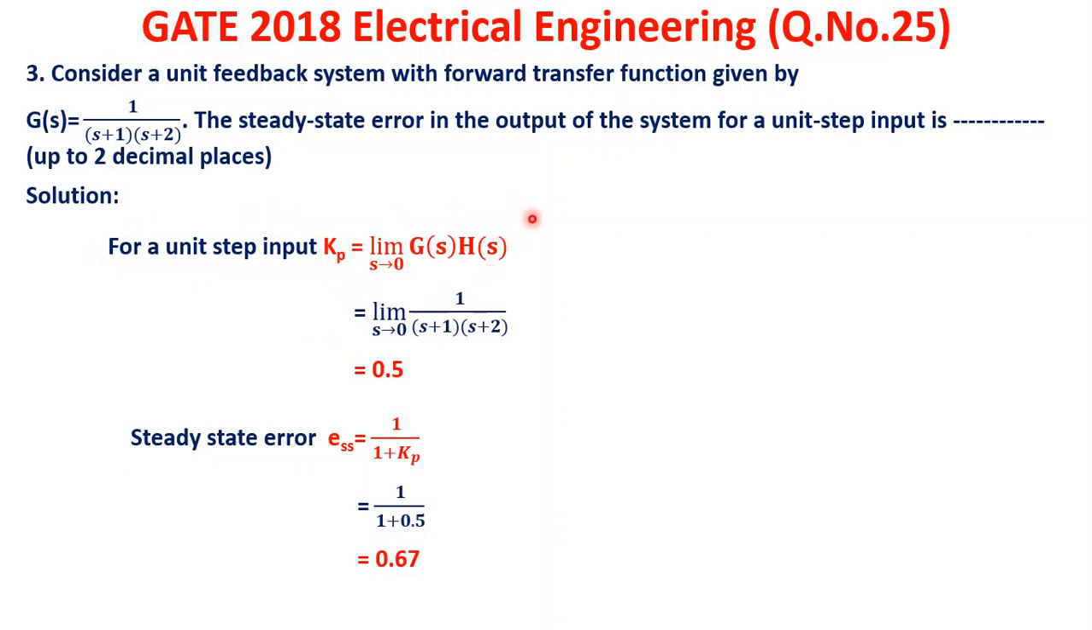We know very well that for a unit step input, the position error constant Kp is given by this expression. Here it is unity feedback, therefore H of s is 1. So 1 by (s plus 1) into (s plus 2) is G of s, that is written. As s tends to 0, it is 1 by 2, which is 0.5. So steady state error is 1 by 1 plus Kp, we know for a step input. You have already seen that. So 1 by 1 plus 0.5. So 1 by 1.5 is 2 by 3, which is 0.67. So 0.67 is the answer.